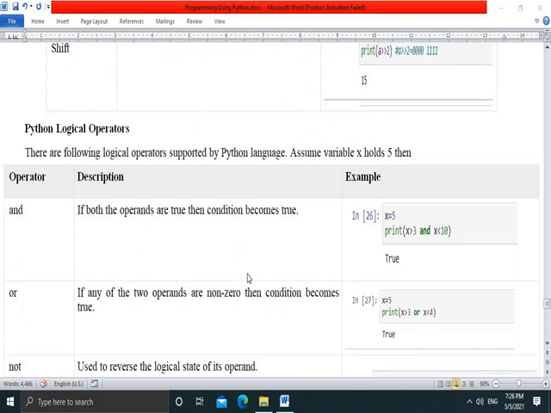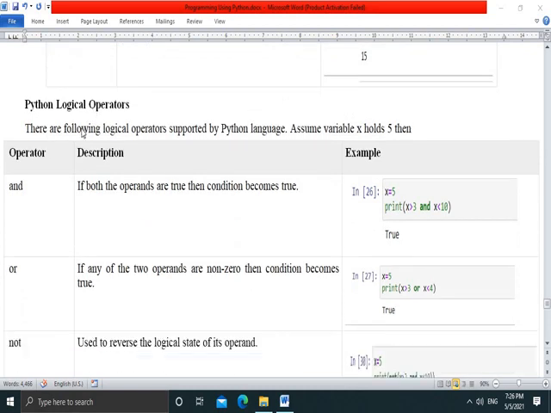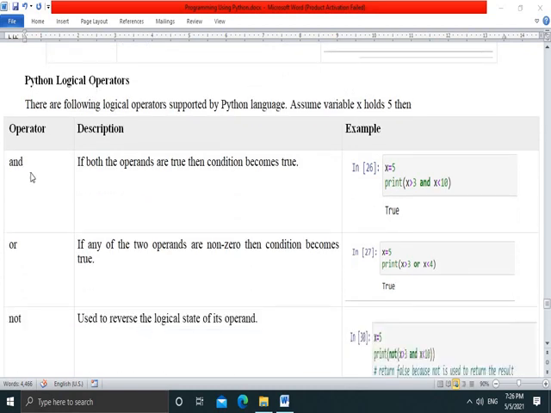Next is logical operator. The first logical operator is AND. If both the operands are true, then the condition becomes true.